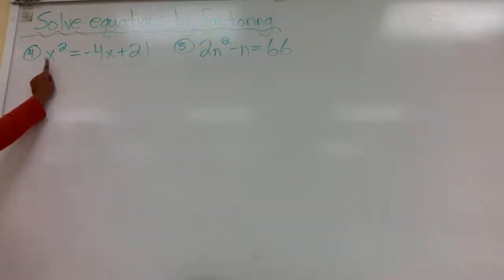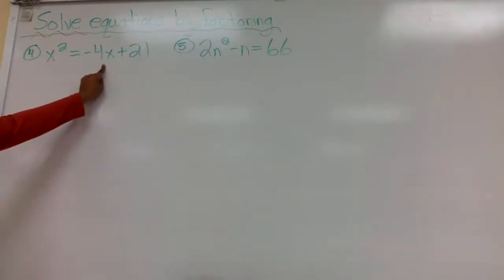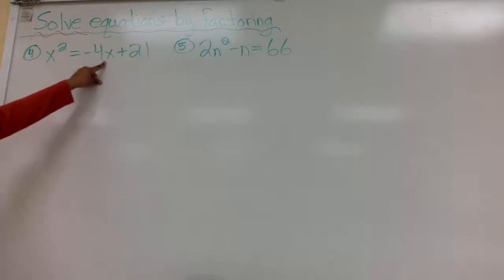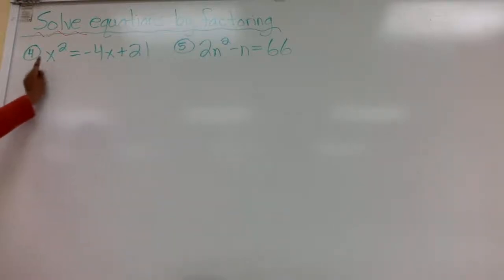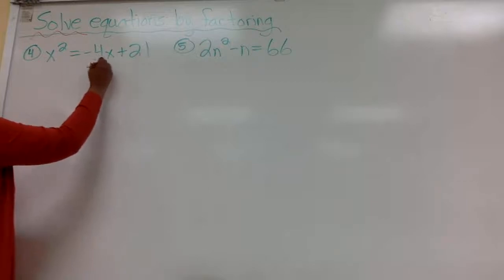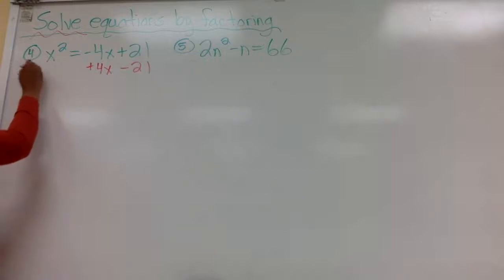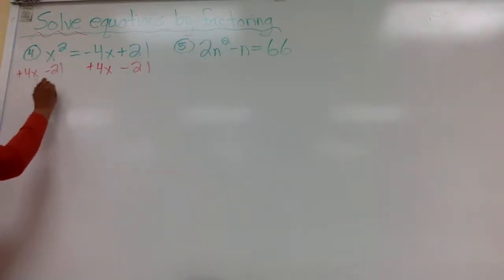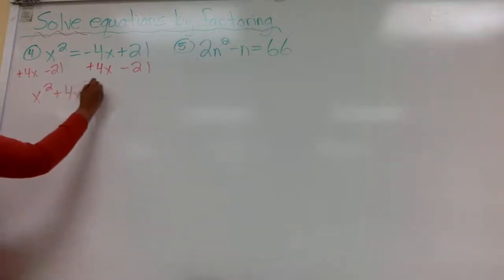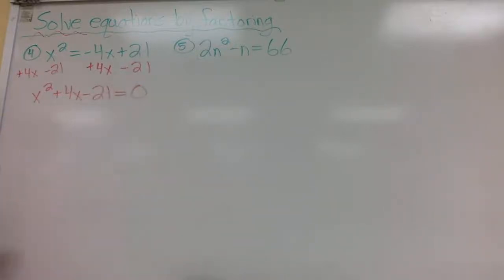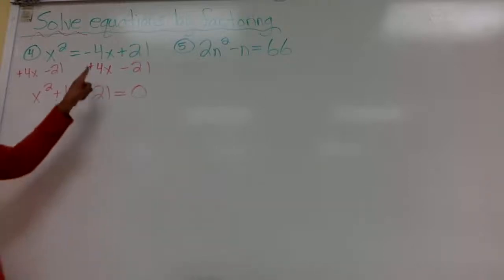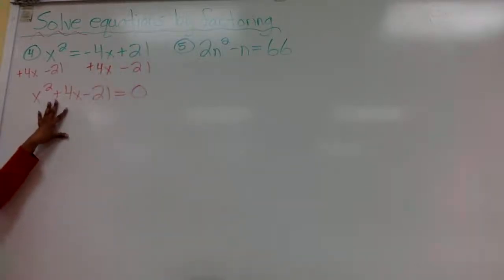Now, a few minutes ago, I told you about this right here. You could absolutely subtract x squared from both sides so that you had negative x squared minus 4x plus 21. However, I think it's easier if you make this quadratic term be positive. That way you don't have to worry about factoring out a negative. So instead, I'm going to add 4x and I'm going to subtract 21 to both sides, so that I have x squared plus 4x minus 21 equals 0.